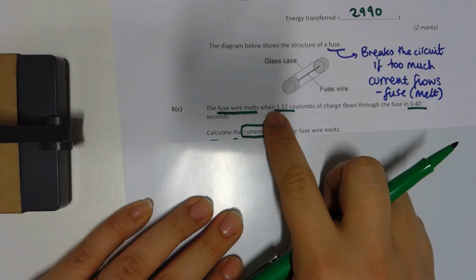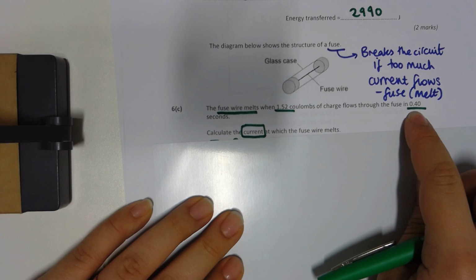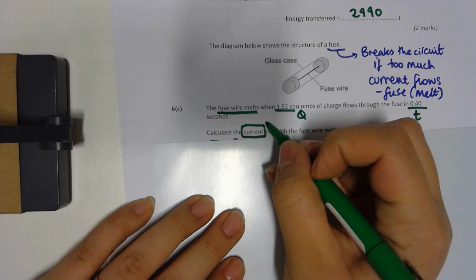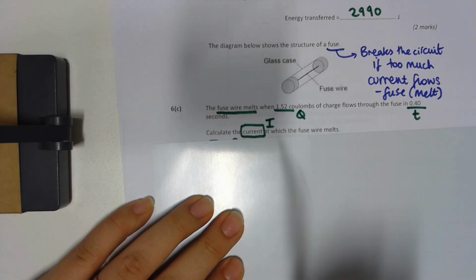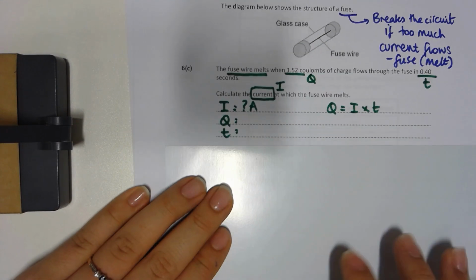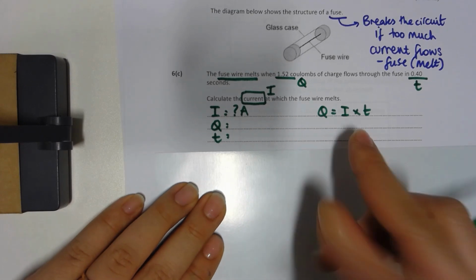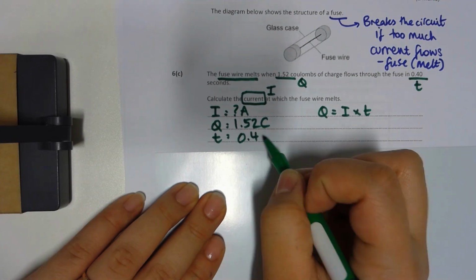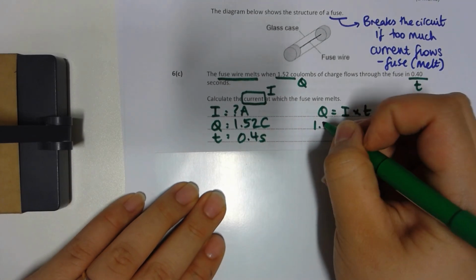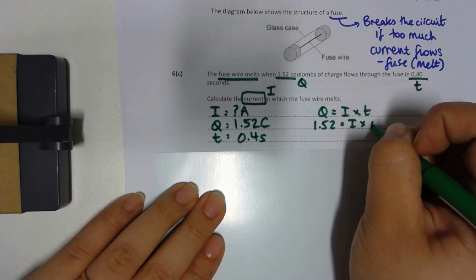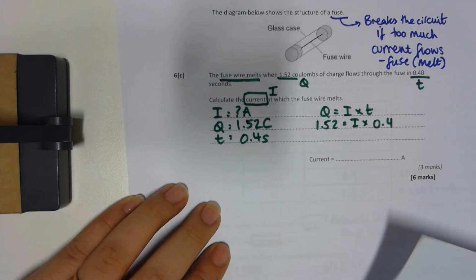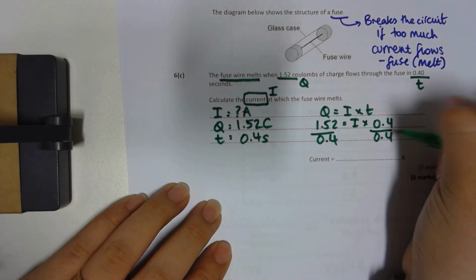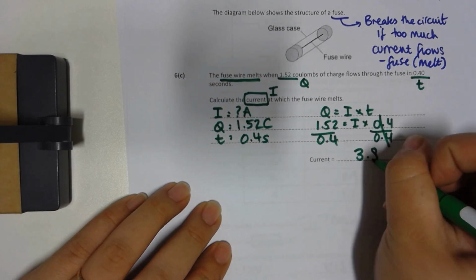So we are looking at 1.52 coulombs, and the fuse is 0.4 seconds. So this is the charge, and this is the time, and we're calculating the current. So these three letters should make you think, okay, I know the equation is Q equals I times T. Q is 1.52 coulombs, and time is 0.4 seconds. Substitute the numbers in, 1.52 equals I times 0.4. We divide by 0.4 on both sides, and we should get our final answer, which is 3.8 amps.